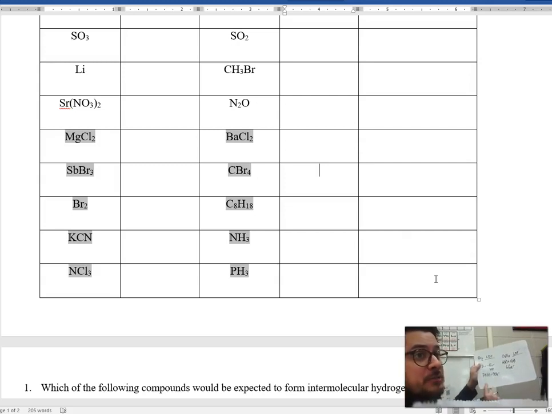So as you can see, Br2 has more electrons. That one's stronger than C8H18 with only 66 electrons. So Br2 is the answer for this one. Okay. Next.